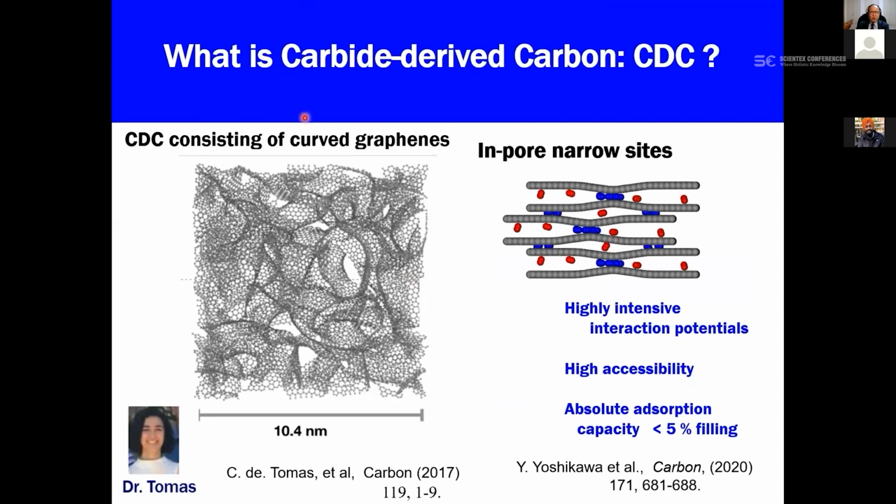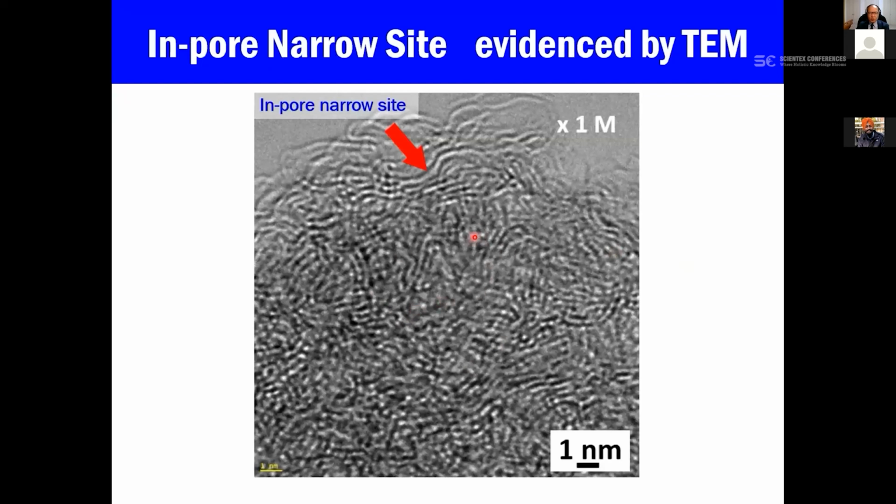At first, I want to show you the results on the carbide-derived carbons. What is carbide-derived carbon? The carbide-derived carbon is produced from the metallic carbide, then the metals are removed. Basically, carbide-derived carbon consists of a relatively well-developed graphene structure, with a nicer pore structure than ordinary activated carbon. And also often they have the narrow sites as shown here. Here, I want to show you such narrow sites in a TEM image.